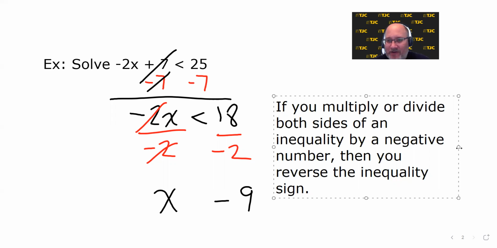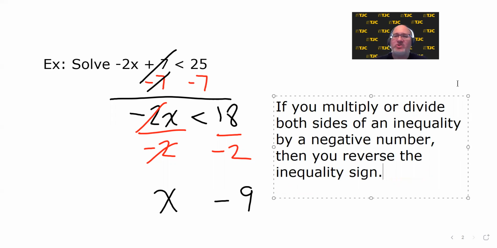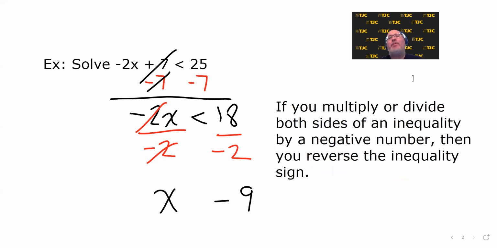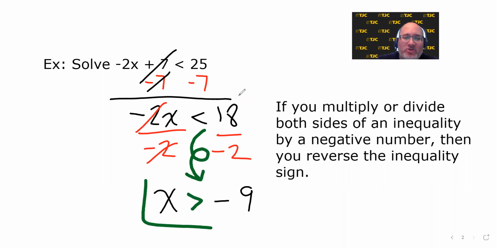In other words, let me see if I can format this a little bit better. I think it looks a little bit better. In other words, if you multiply both sides by a negative number or divide both sides by a negative number, you take the sign and point it the opposite direction. The way I normally try to represent this is to draw a squiggly little arrow emanating from the inequality symbol to indicate that I'm turning it around. Since it was originally less than, it is now greater than, which means our solution is actually x is greater than negative 9, not x is less than negative 9.